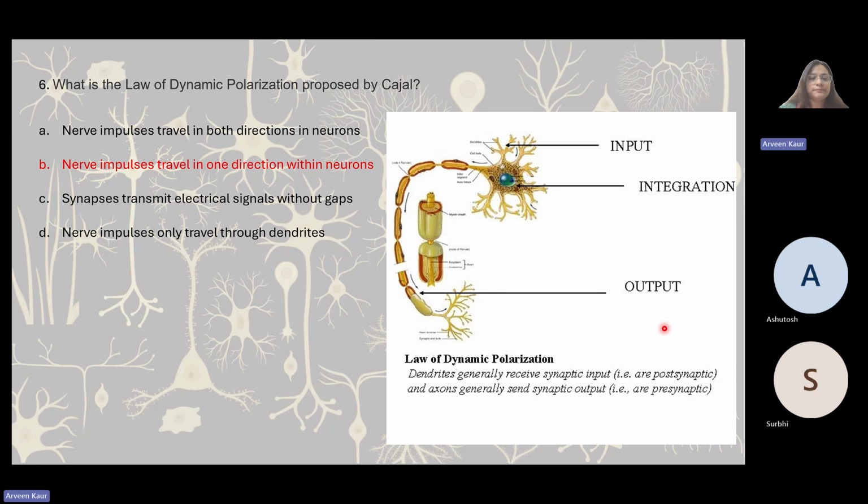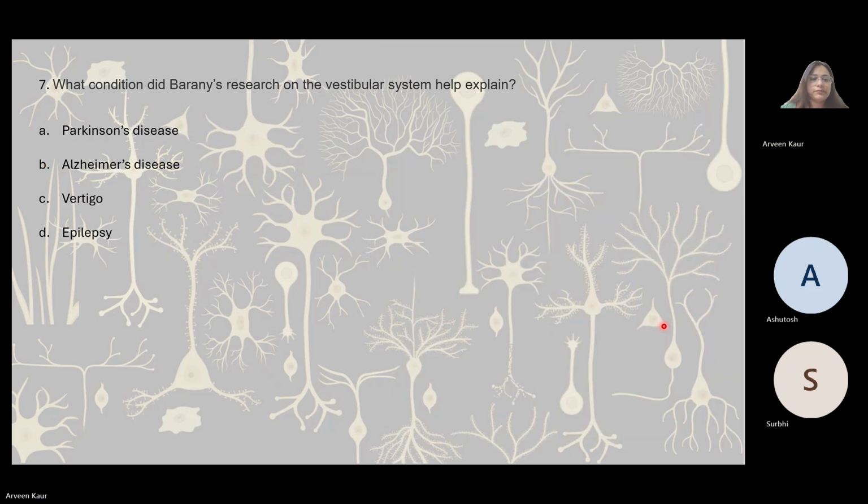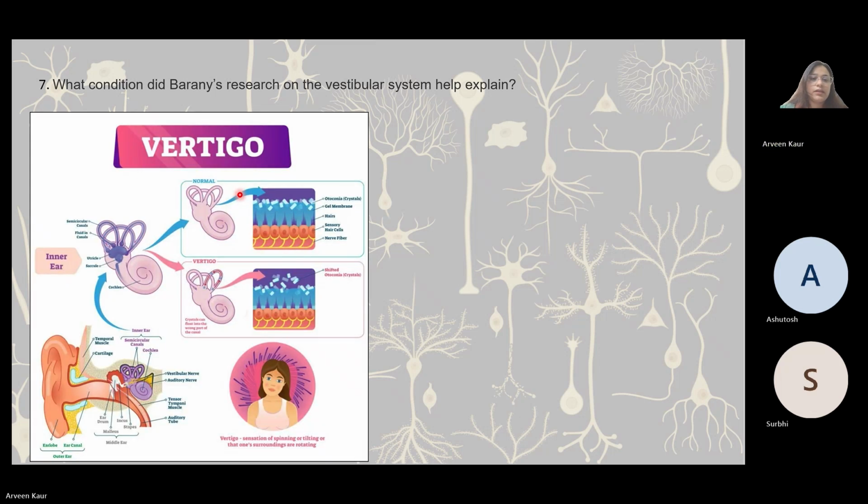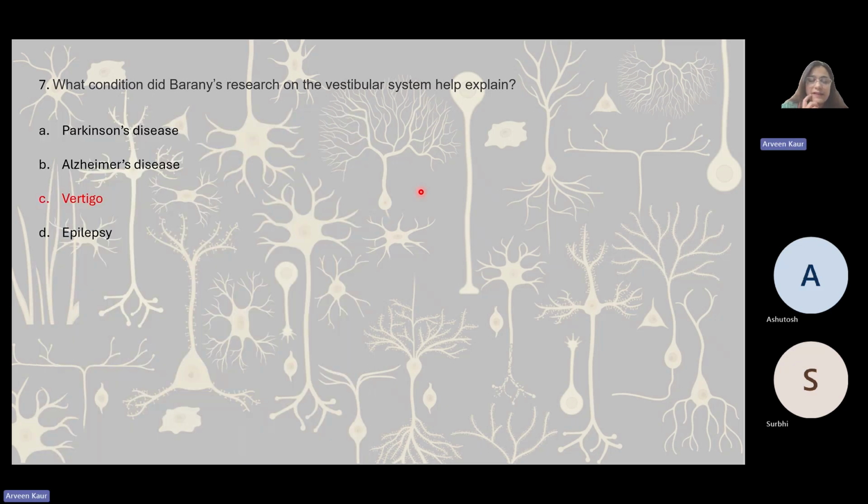So, what condition did Barany's research on the vestibular system help explain? Was it Parkinson's disease, Alzheimer's disease, vertigo, or epilepsy? We have just read about this also, that it was vertigo. Right? So, what are these other conditions?